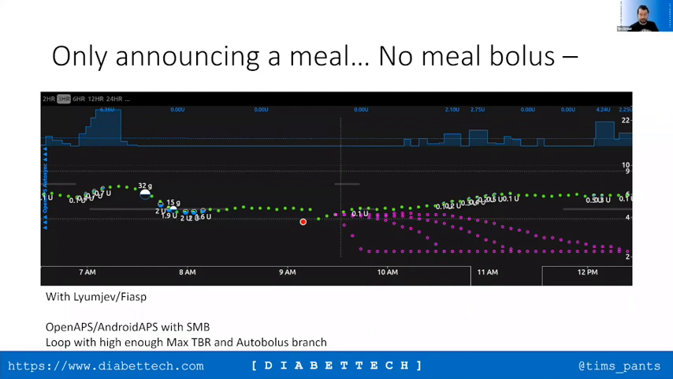With the faster insulins, you can actually announce a meal and not bolus, and in some cases you'll find that it actually works quite nicely, and you never have to do the bolusing yourself. The reality is you need to be using OpenAPS or Android APS with SMB, and Loop with a high enough max TBR and the auto bolus branch, to get anything out of this that works well. But I use a hybrid of this, dosing insulin and not telling it about meals, even with Lyumjev, because Lyumjev doesn't work as fast for me as it seems to for other people. So unfortunately, I'm not able to use it as a fully closed loop in this scenario.